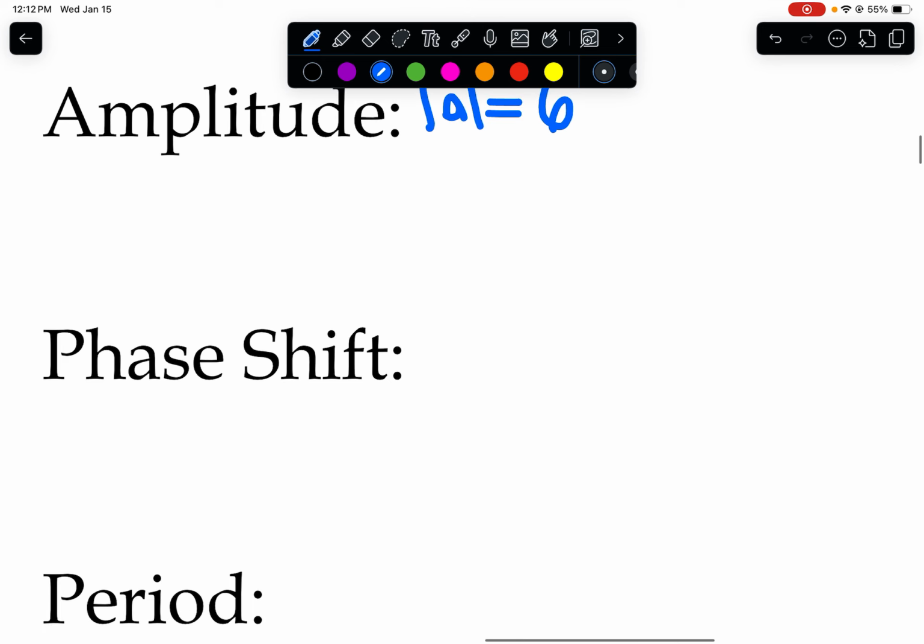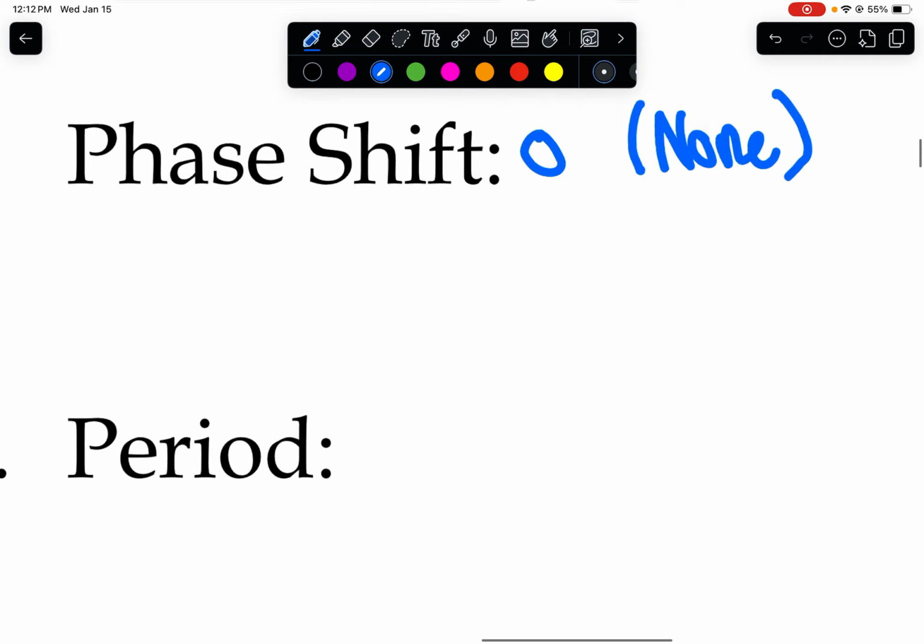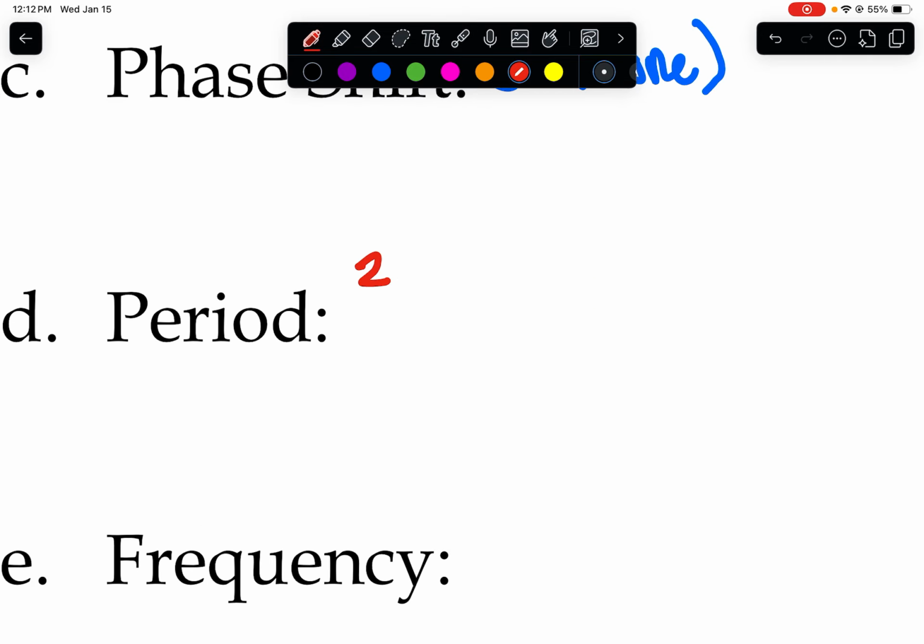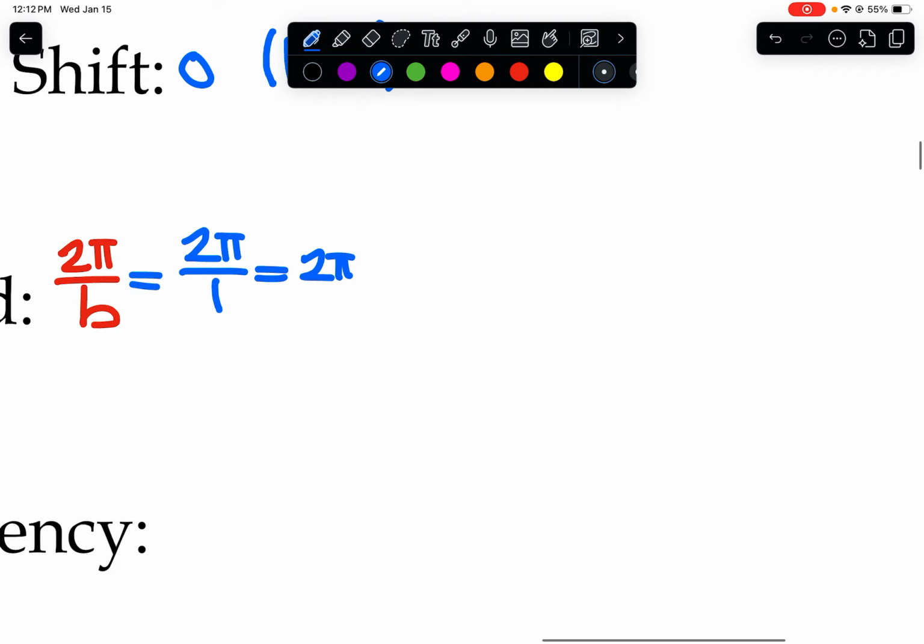And then for your phase shift, we know that there is no phase shift, so you could say 0 or none, either is accepted. For the period, you're going to do 2 pi over whatever your b value is, since we're working with a sine function. So we're looking at 2 pi over 1, which is just going to give you a period of 2 pi. Here, I recommend you think about what your scale for your x-axis is going to be.